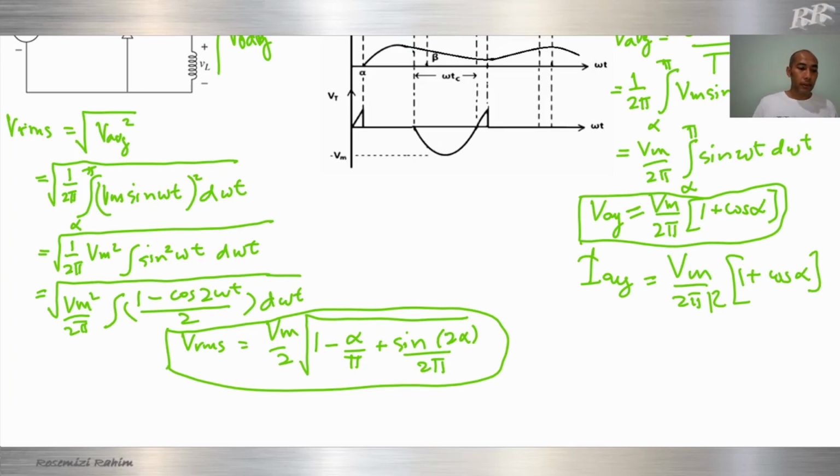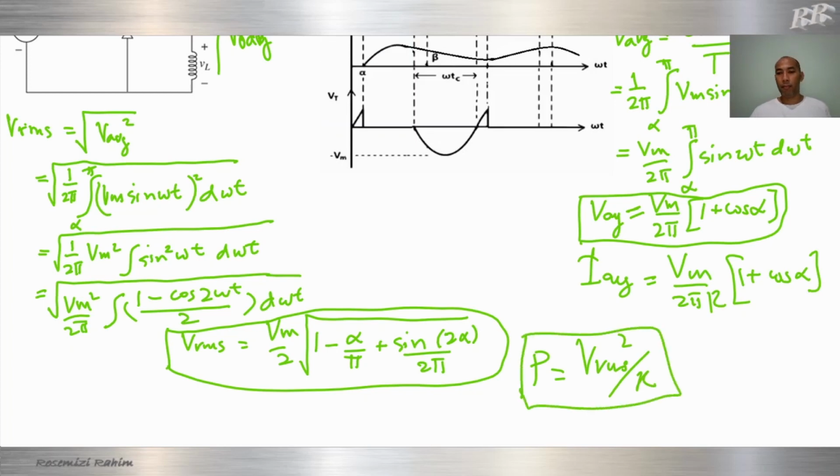For power, we just use V RMS squared over R. That one is the important parameter in a rectifier.